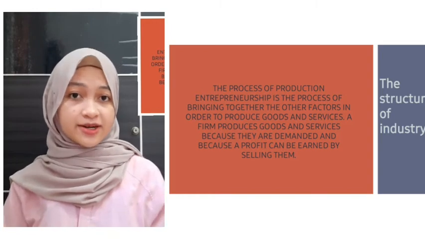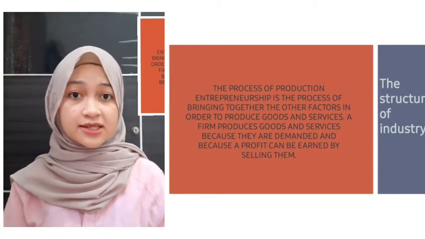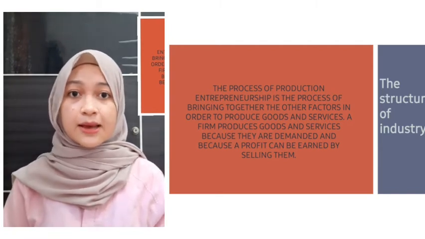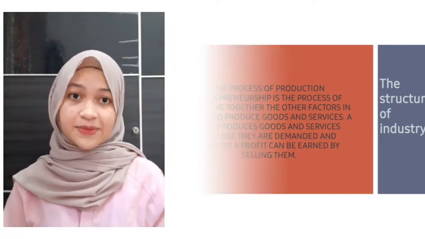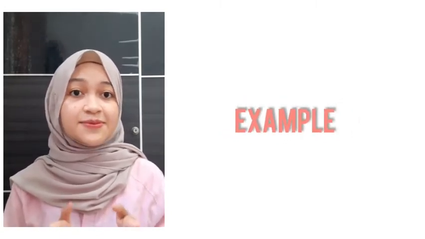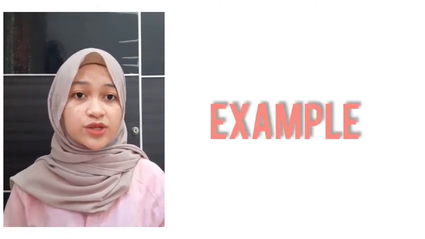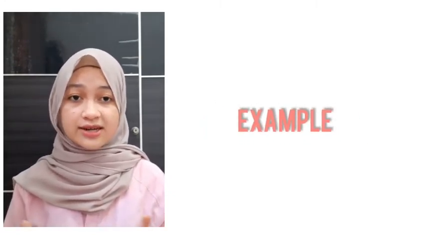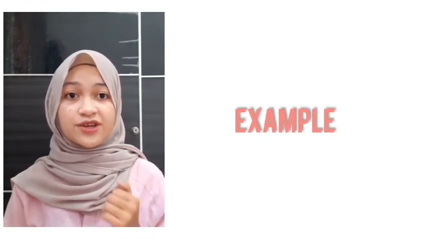The process of production. Entrepreneurship is the process of bringing together the other factors in order to produce goods and services. A firm produces goods and services because they are demanded and because a profit can be earned by selling them. Example, a car manufacturer. The car manufacturer can be thought of as being in the center of a process of production which links together raw materials at one end with the consumer at the other end. The raw materials are extracted and processed and then the finished goods are sold.